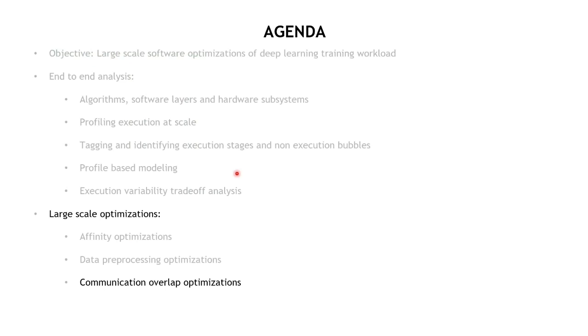We are getting close to the end of this tutorial. The last optimization we're going to cover that affects larger scale efficiency is the communication overlap.